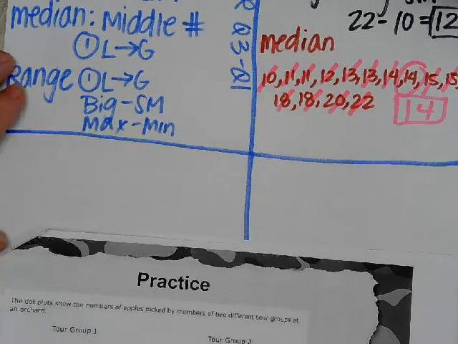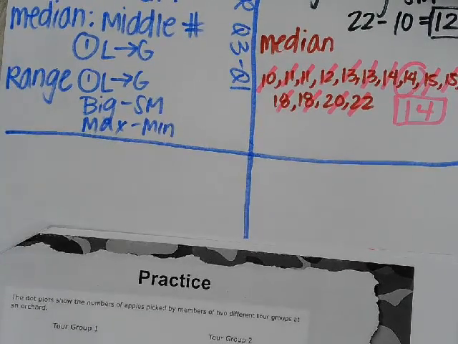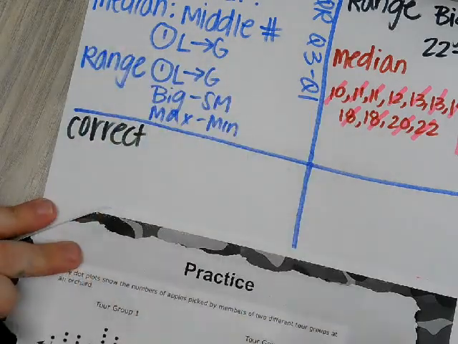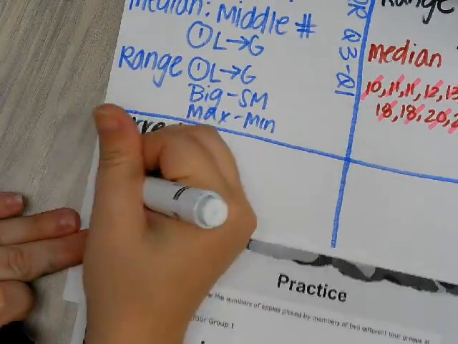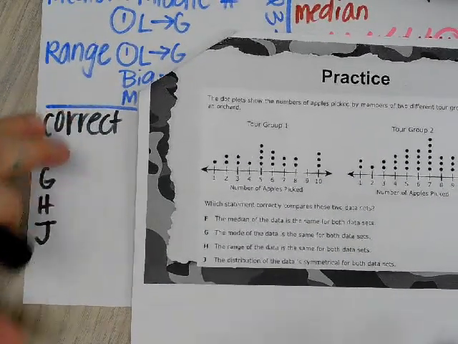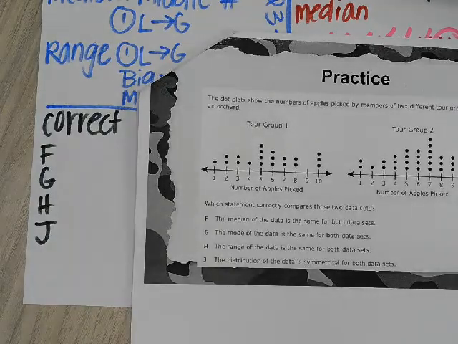All right, looking at the next one, they want to know which statement correctly compares these two data sets. So I'm going to go ahead and write F, G, H, J. F says the median of the data is the same for both data sets. G says the mode of the data is the same for both data sets. H says the range of the data is the same for both. And J says the distribution of data is symmetrical for both.